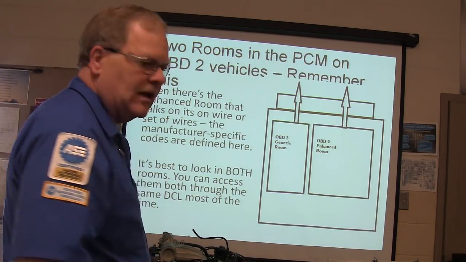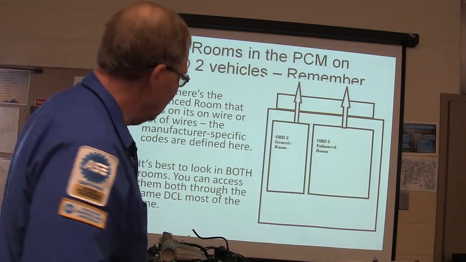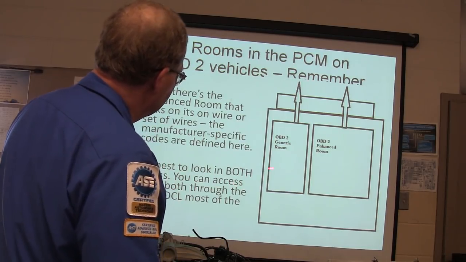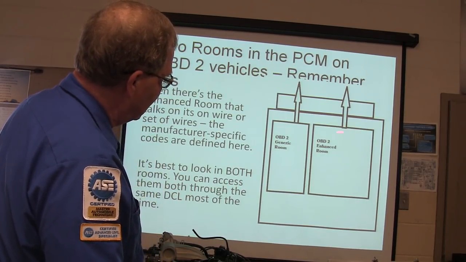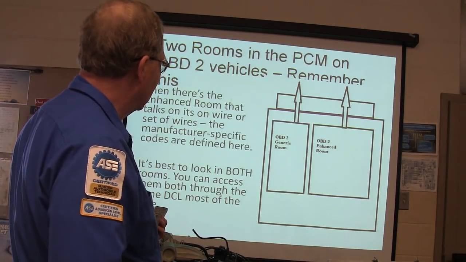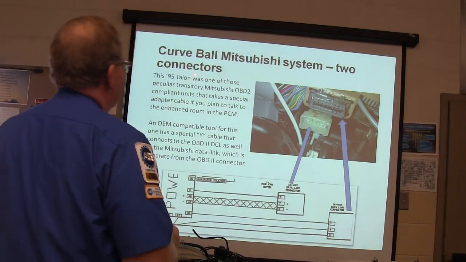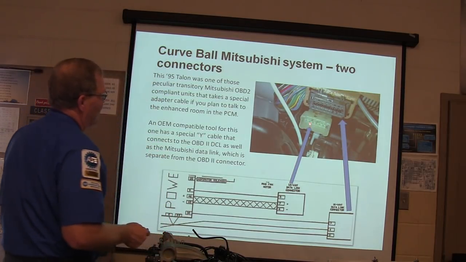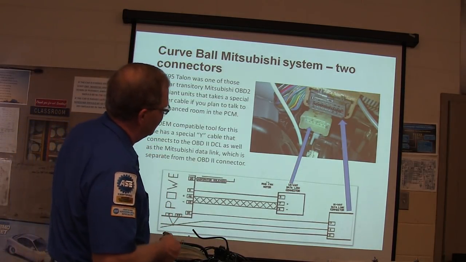And so, best you look in both rooms. You can access them both. Anyway, it's best to look in both rooms. Look at this one first, usually, and then look in that one and see what you see, because this one here will tell you the truth about unplugged sensors and all that kind of stuff. All right, so this Mitsubishi system has two connectors under the dash. It's got the regular 16-pin connector.